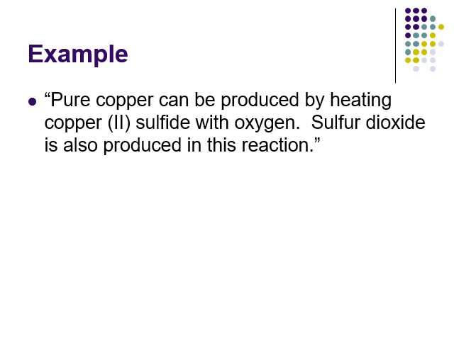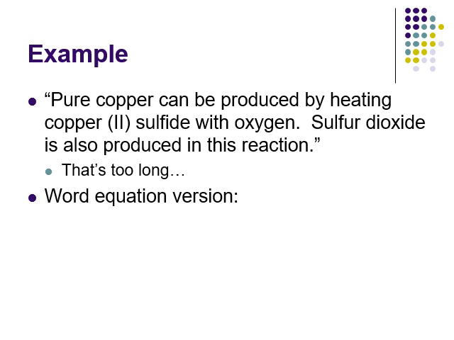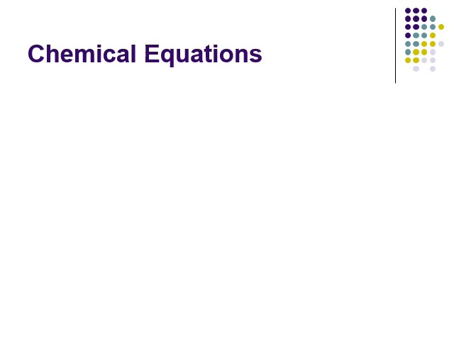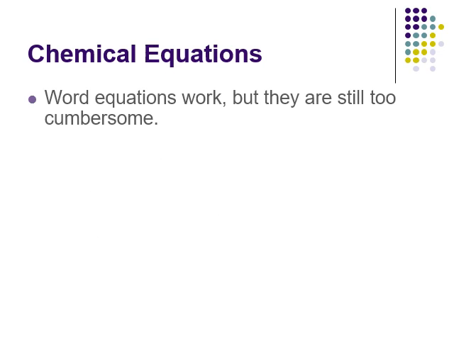So a quick example of this. This is a description of a chemical reaction. Pure copper can be produced by heating copper 2 sulfide with oxygen. Sulfur dioxide is also produced. If we want to make a word equation out of that, one of the first things we want to do is figure out who the reactants and the products are. So that would be the copper 2 sulfide and the oxygen. We look at who the products are. That would be the copper and the sulfur dioxide. And we put the reactants on the left, products on the right. So that is shorter than what we see up front. Much better, much shorter.